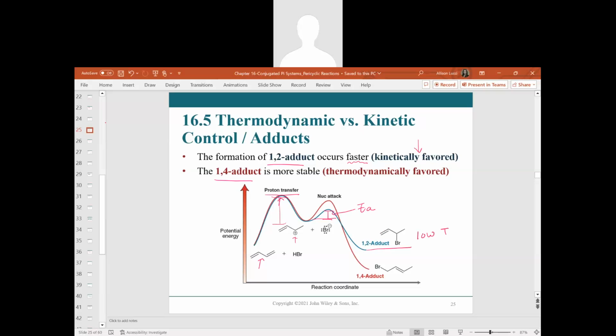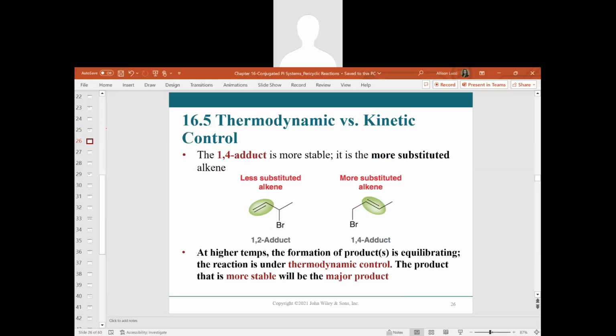Versus our 1,4 adduct, which requires more energy for this activation here, for this pathway, right? Notice we have that higher activation energy for the red line. We can actually produce the more stable, the thermodynamically favored product, as we see down here with our 1,4 adduct. And the reason that it is more stable, the 1,4 adduct, is because it is more highly substituted. It's a more substituted alkene, right?